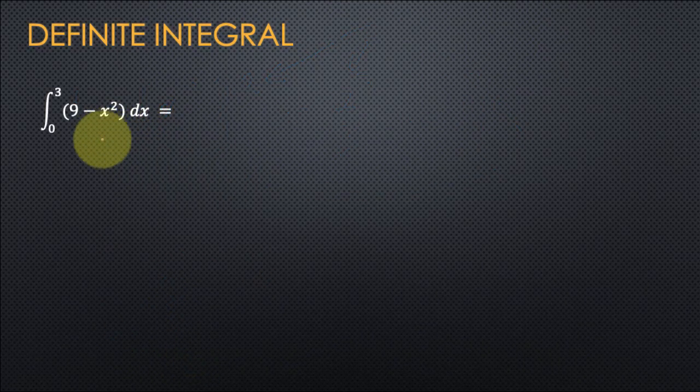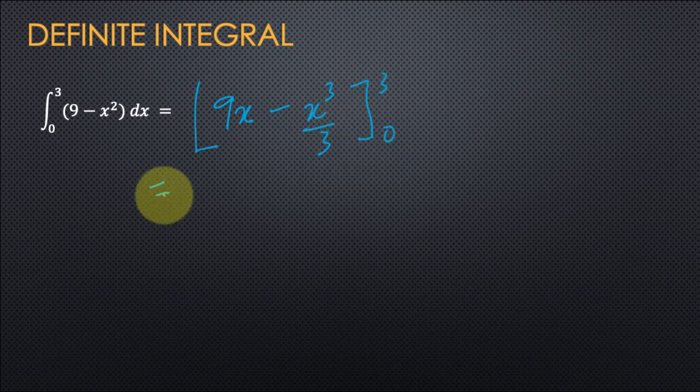We want to use the first fundamental theorem of calculus to compute this definite integral. Now we have two components, 9 and x squared. First find the antiderivative of 9 minus x squared. So we get 9x minus x cubed over 3. The limit is 0, 3.